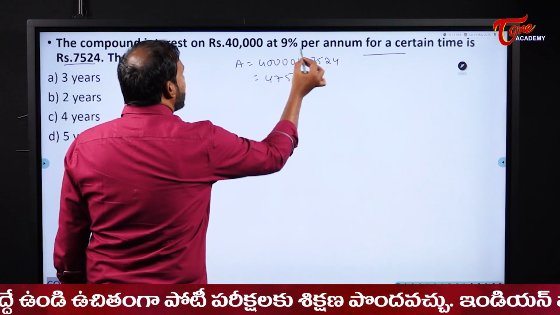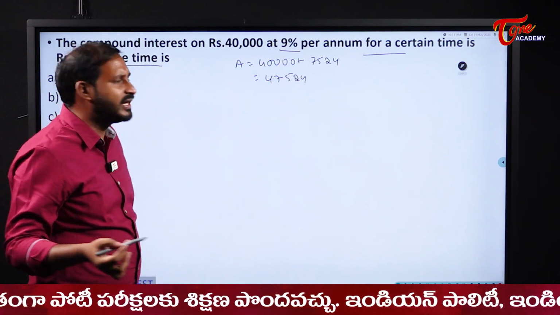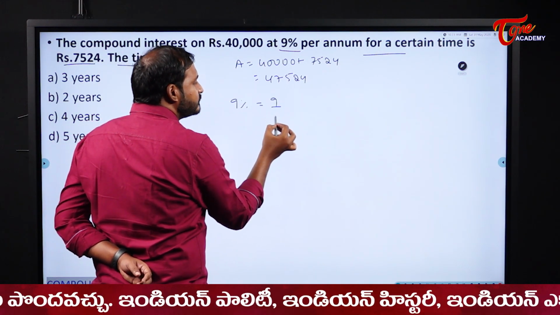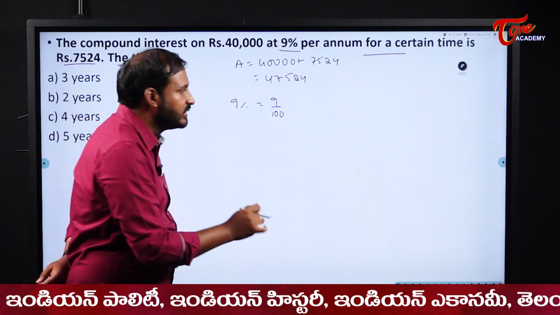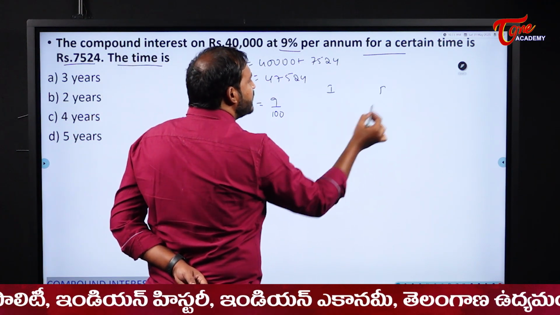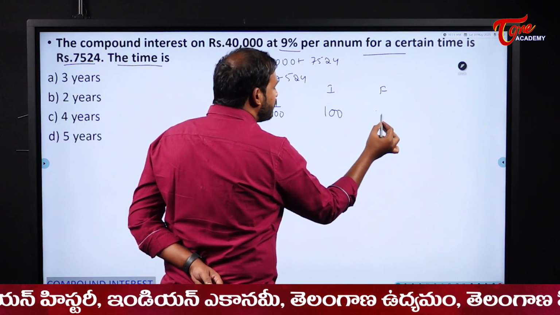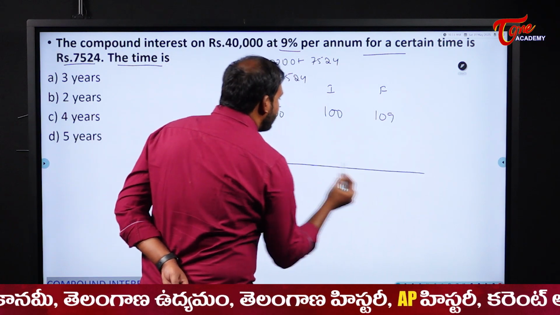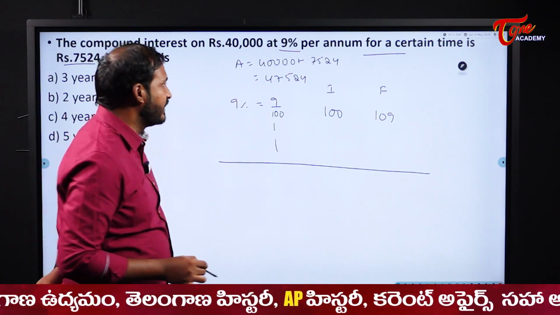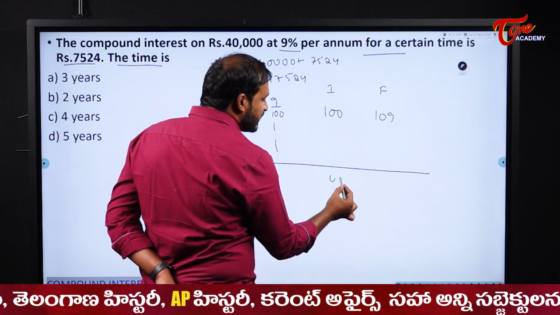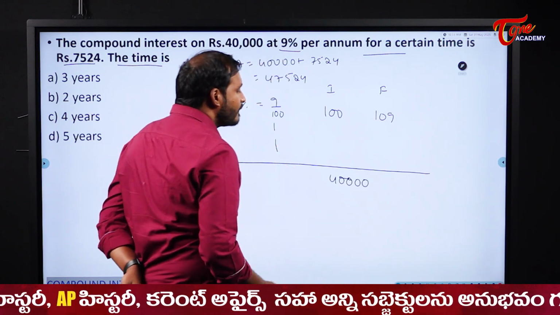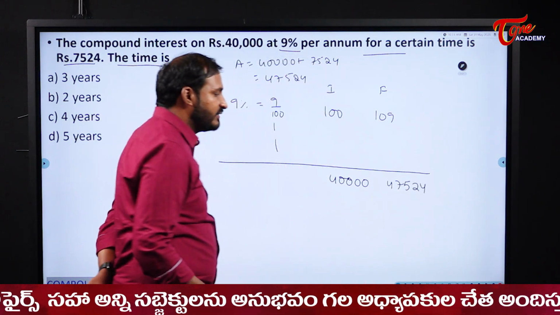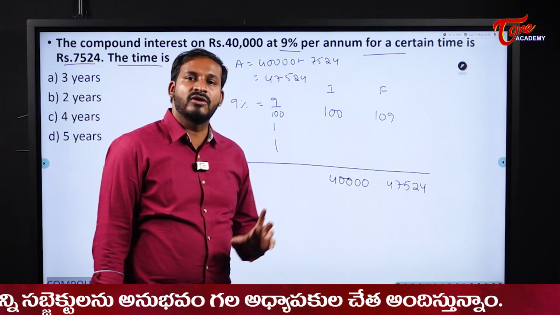Now, the same logic. 9% per annum, right? 9%, what can I write? 9 by 100. I cannot cancel it. So initial and final, what does it become? It becomes 100 initially, and finally it becomes 109. Like this it happened for some years. We don't know for how many years it has happened. Finally it became 47,524 from 40,000.